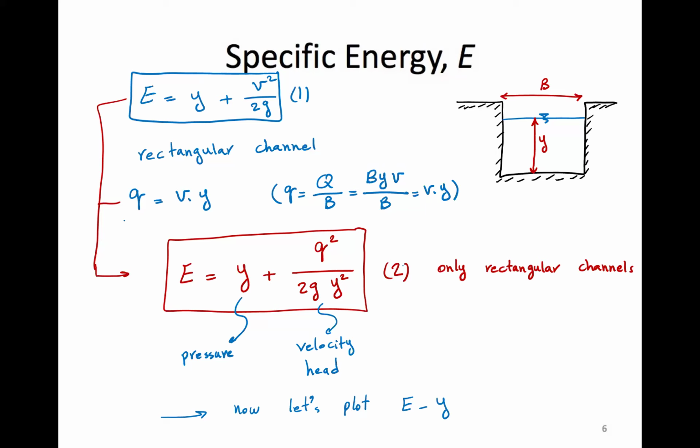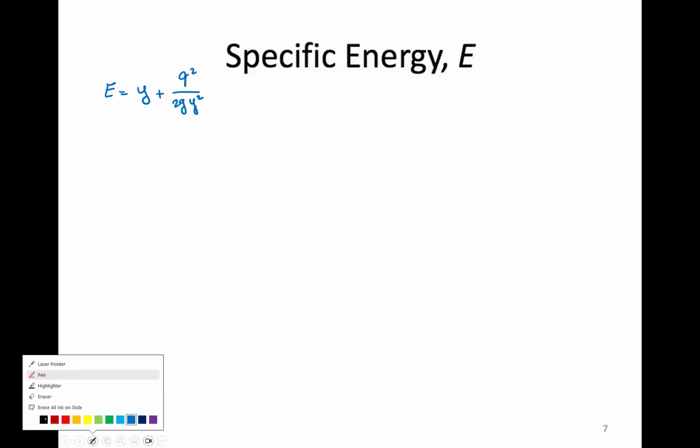I will continue looking at this next time too, but let's just start looking at this equation. I'm going to write the equation again one more time. E was equal to Y plus Q squared over 2G Y squared. And we're plotting Y against E, or E against Y.